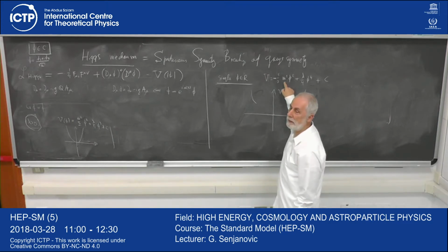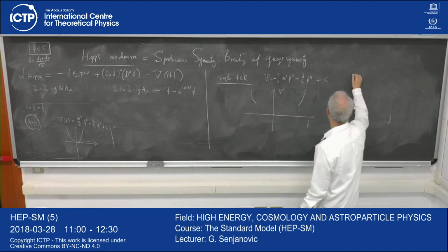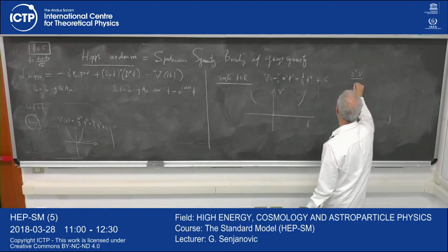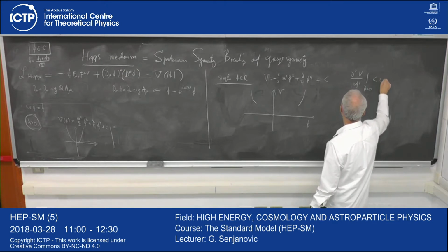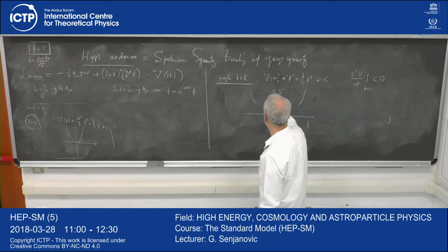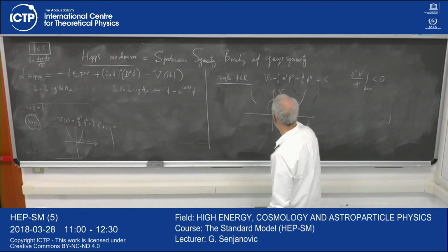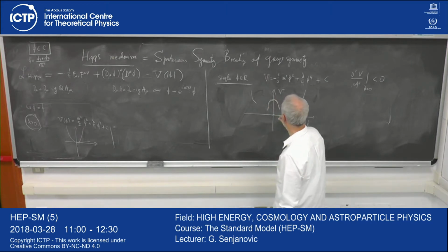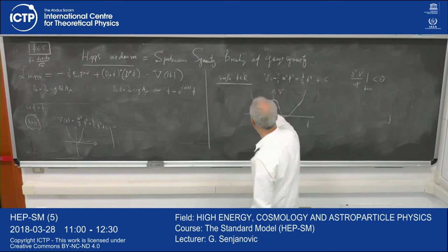Notice that the second derivative is negative. D square V over d phi square at phi equals 0 is less than 0. So it's a local maximum. So it means the potential goes like this. And it's completely symmetric, right? It has to come here, therefore, it has to go down.